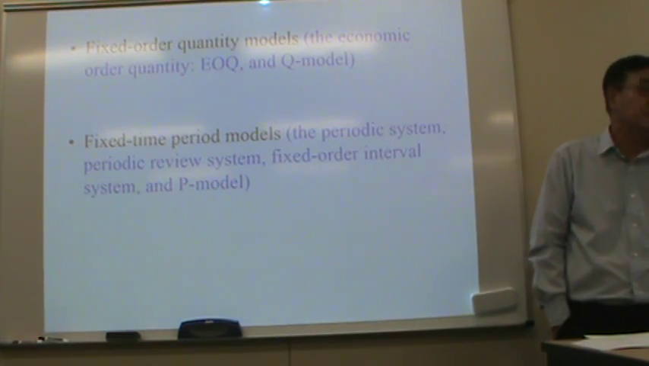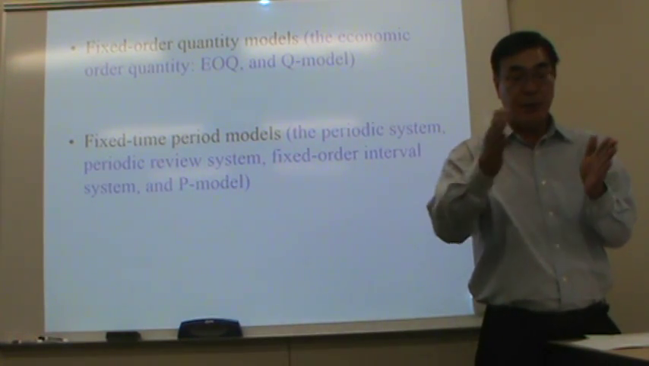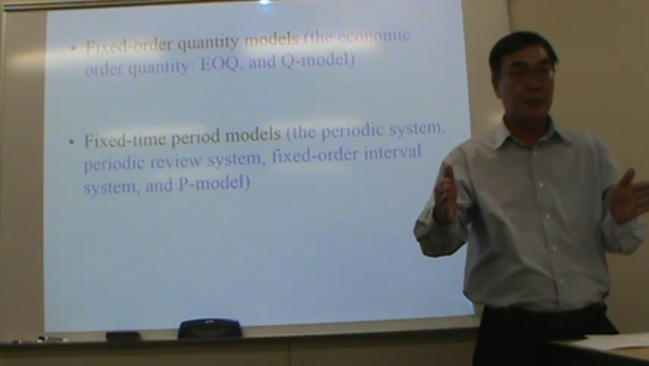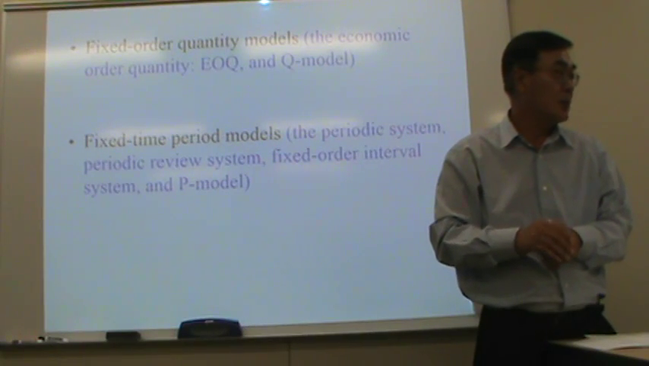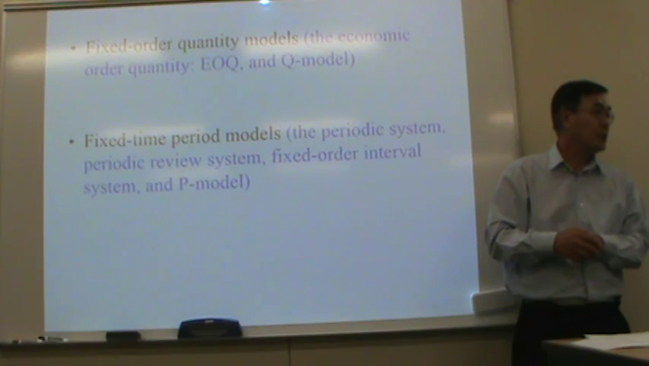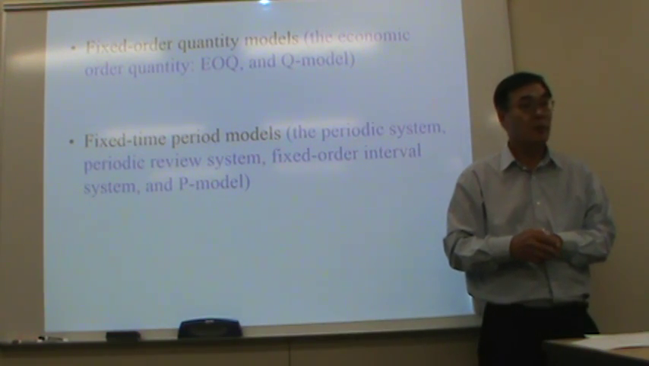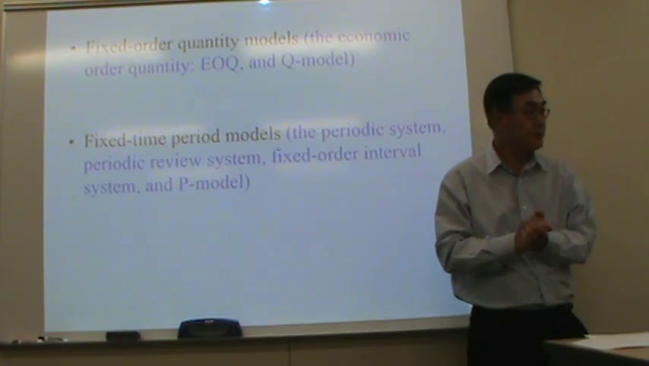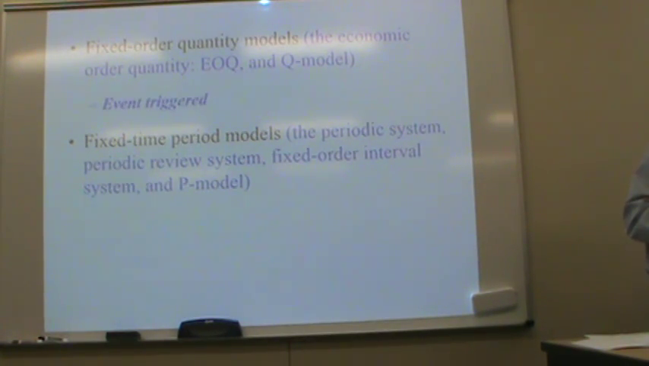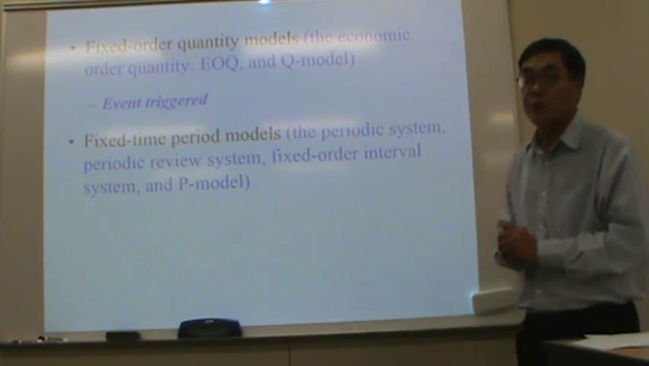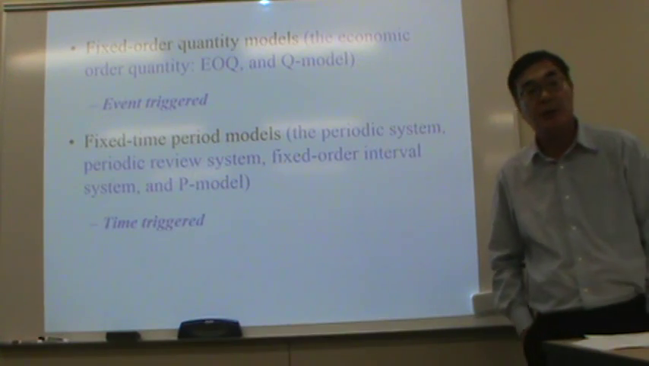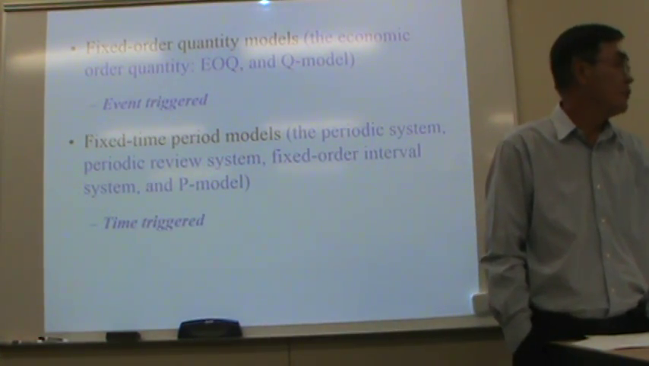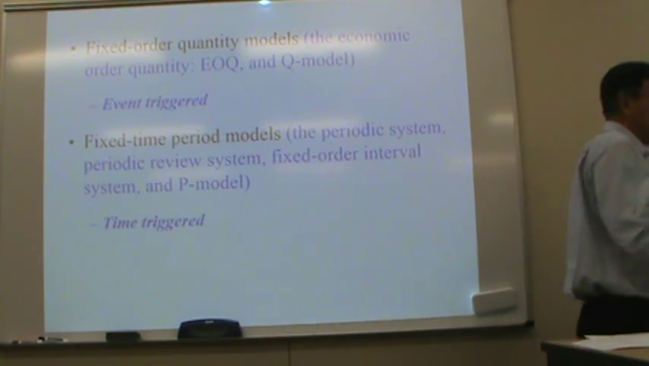And the fixed time period model. Decide the period, like every 10 days, every 30 days. If we decide the term, then when the term comes, place an order, and so on. That is the fixed time period model. Its names are the periodic system, periodic review system, fixed order interval system, or P model, because we fix the period. The fixed order quantity model, EOQ model, or Q model is an event triggered model. And the fixed time period model, or P model, is a time triggered model. I will tell you later why.